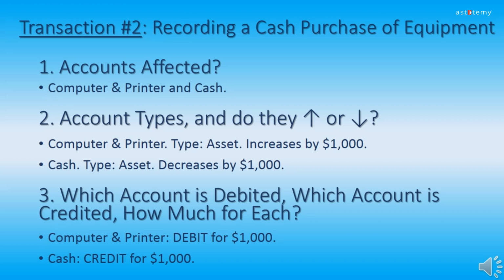Step 3. Which account is debited, which account is credited, and how much for each? Computer and printer will be debited for $1,000 and cash will be credited for $1,000. On the next slide, we discuss the journalizing of this transaction.